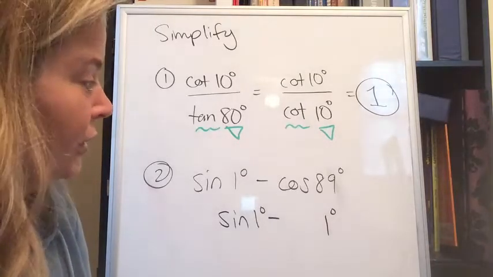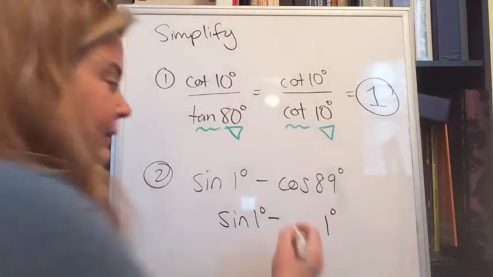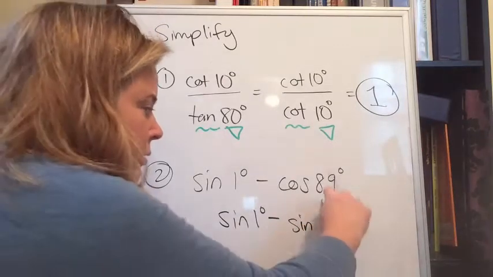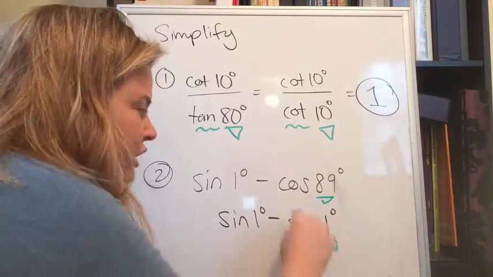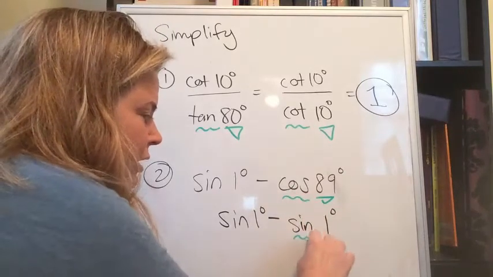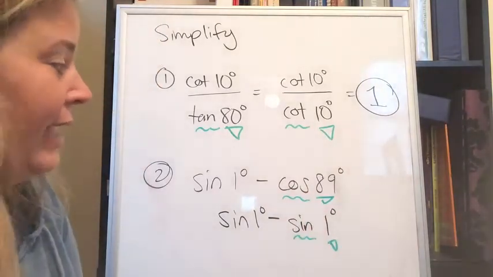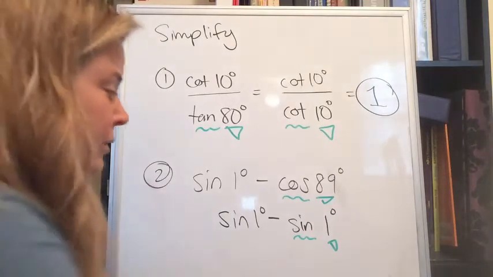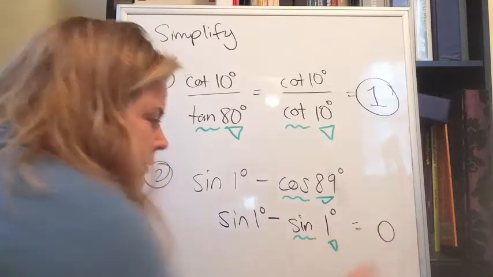What's the cofunction of cosine? And that's sine. So again, I've changed the angle, but if I change the angle, I also must change the function to its cofunction. And now I have something that I can simplify. Sine of 1 degree minus sine of 1 degree is 0.